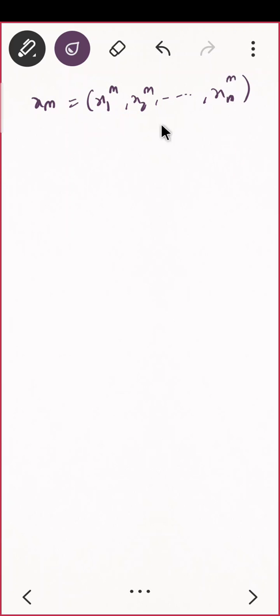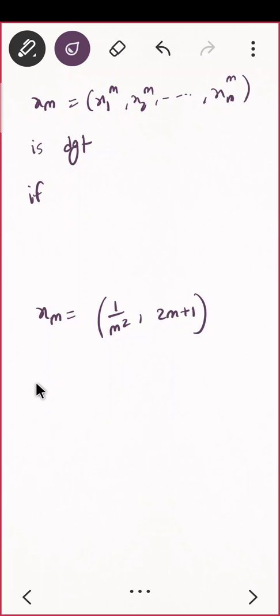When do you say this is divergent? I'll just give you one example. Let us take xm is equal to 1 upon m square, comma 2m plus 1. One more, xm is equal to m plus 1, m plus 2.